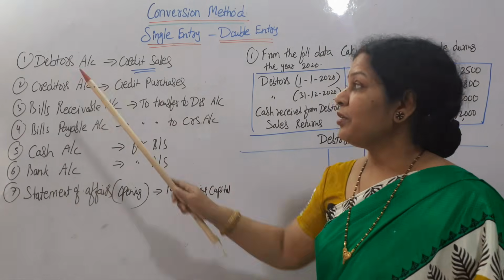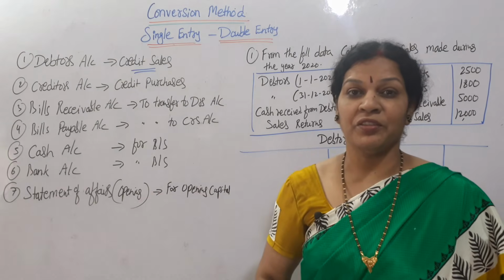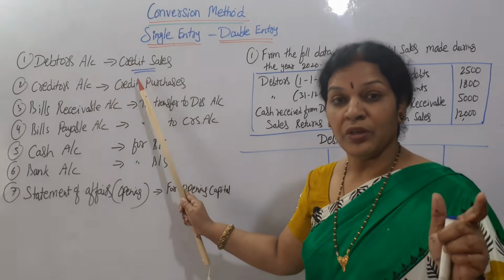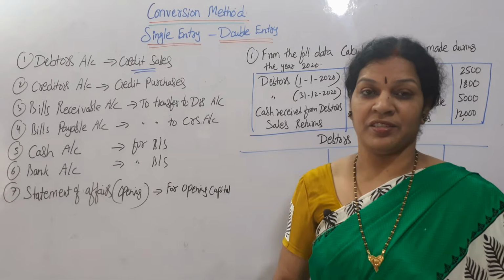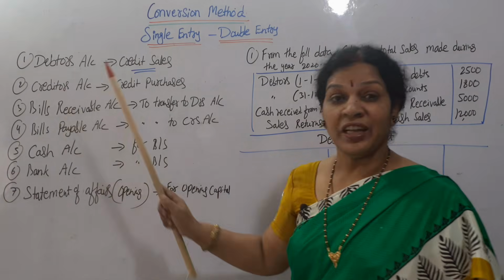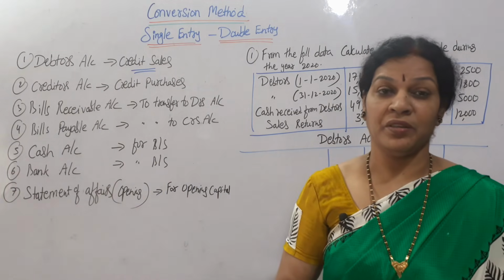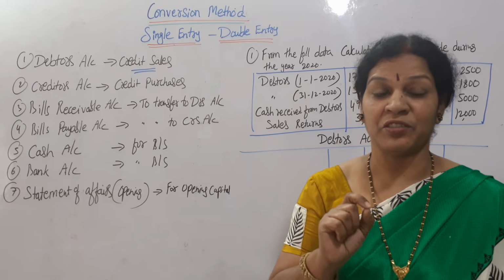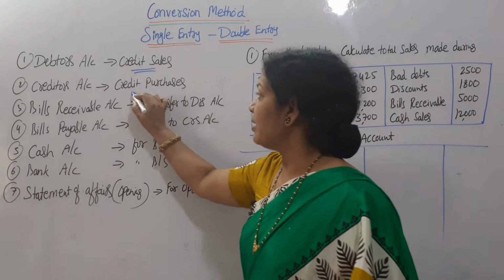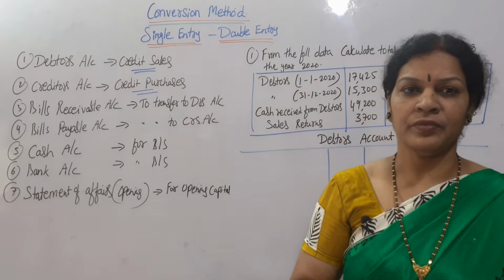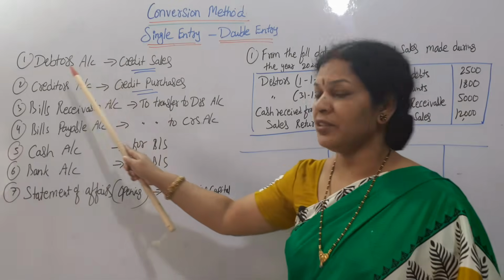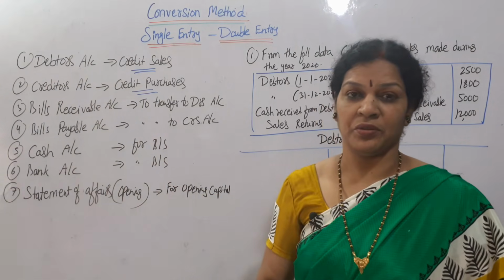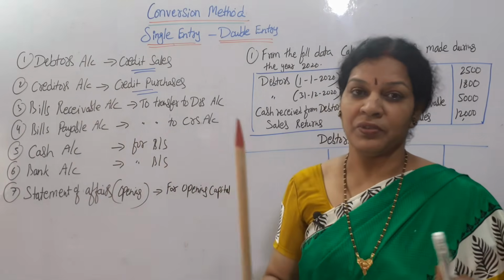If any information related to the debtors, opening and closing balance of debtors, is given, you have to open the debtors account to find out the credit sales. The second thing is the creditors account. When opening and closing balances of creditors are given, we open the creditors account to know the credit purchases. To know the credit sales, debtors account. To know the credit purchases, creditors account. These two accounts we have to open.